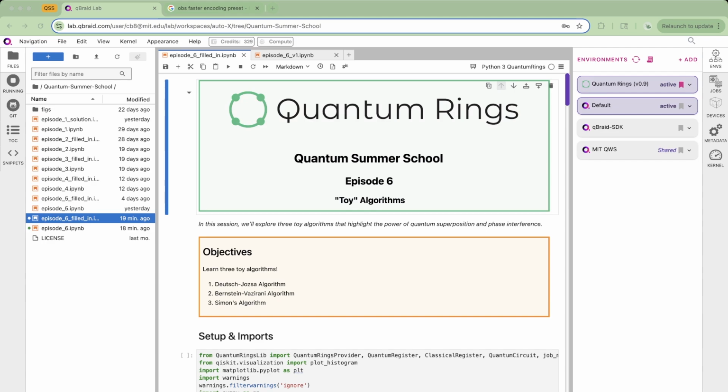Let's get into it. Today, we're going to be covering 3 toy algorithms. And by toy, I mean that maybe the algorithm doesn't exactly solve a very useful problem, but it's a helpful example and it can illuminate the power that quantum computing has. In particular, these 3 toy algorithms really leverage both quantum superposition and also phase interference. And we're going to see how that works today.